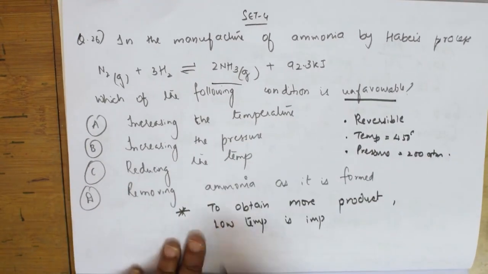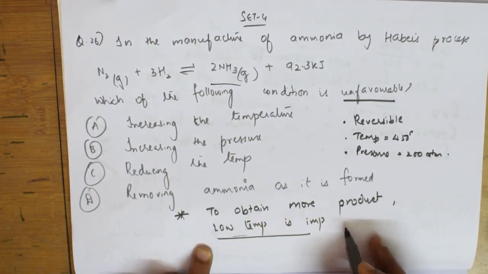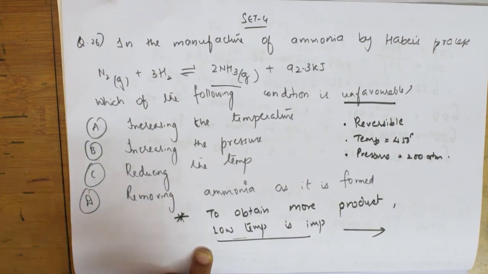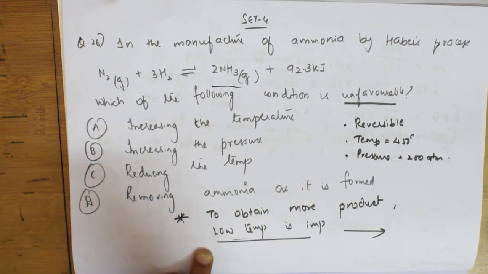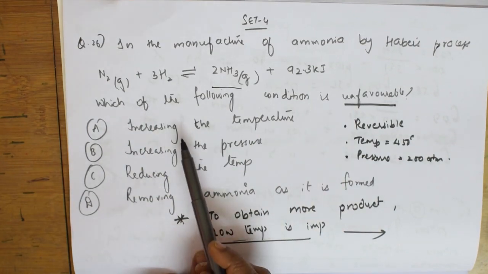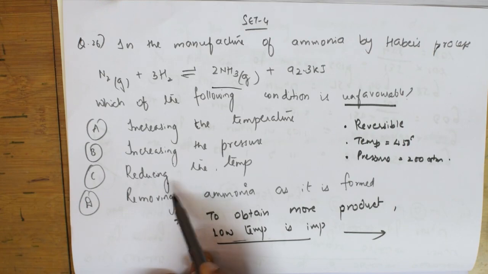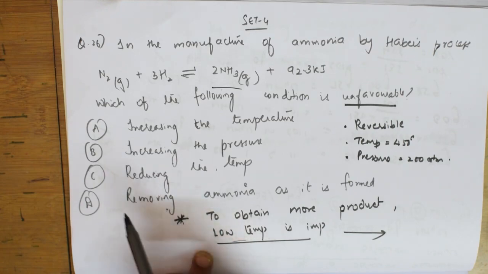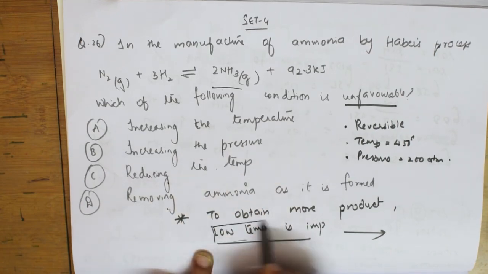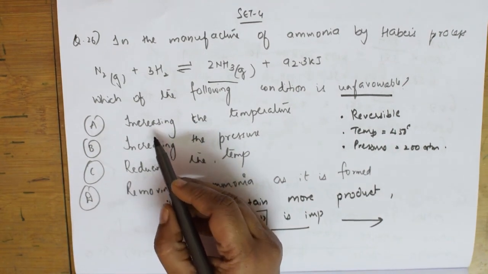Low temperature is important as well. With this low temperature only, the reaction proceeds in the forward direction. Otherwise it goes back, in the reverse direction. Now let's see which of the following conditions is unfavorable. Increasing the temperature is one, increasing the pressure, reducing the temperature, removing ammonia as it is formed. So now see here, I said low temperature is important, but what is the first option? Increasing the temperature. If you increase the temperature, what happens?